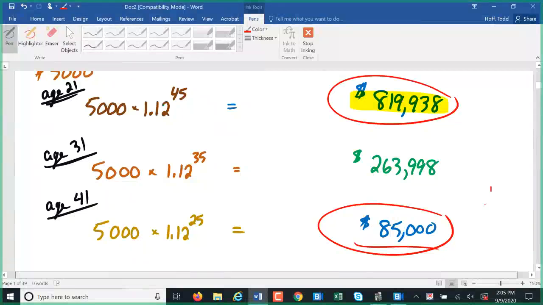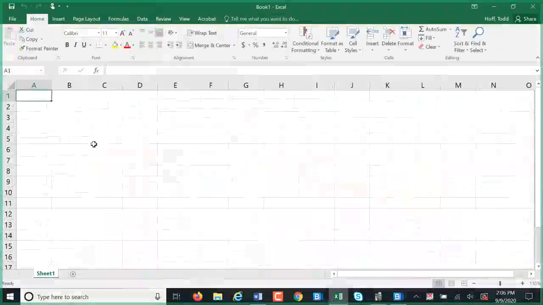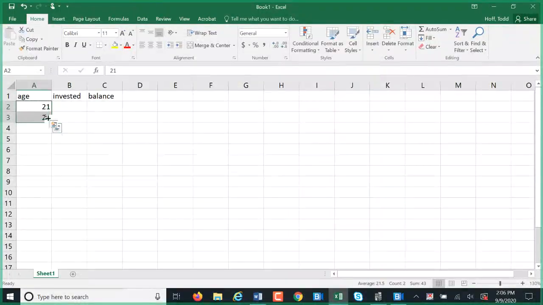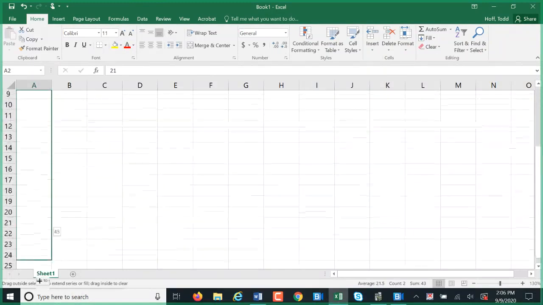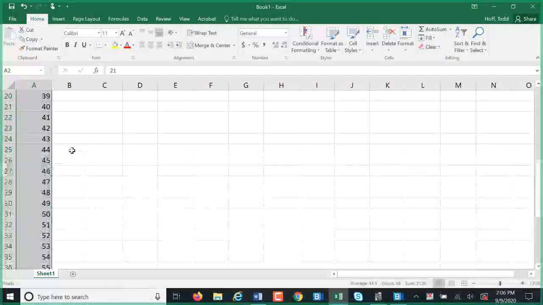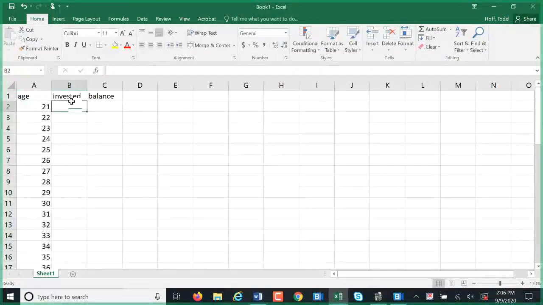Since we got a little time here, I'm going to show you an example of how this could turn out. So let's say you start at 21. And we're going to go to 68 actually. That'll probably be about retirement age for you guys, 68. Let's go $5,000 a year.